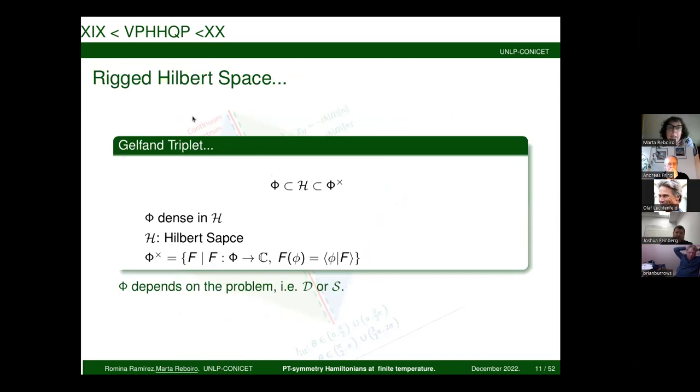Well, as we shall work in a non-PT symmetry case also, we shall need in some of the examples to work in the rigged Hilbert space, basically because the eigenfunction of the Hamiltonian does not belong to the usual Hilbert space, but we have to construct the Gelfand triplet. We have a subspace dense in H, and the eigenfunction now will live in the anti-dual space of it.